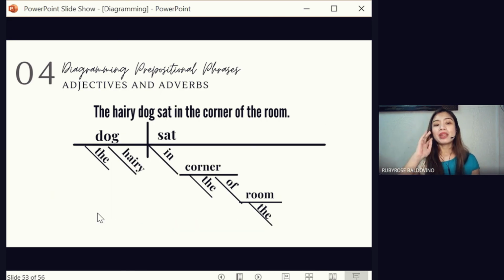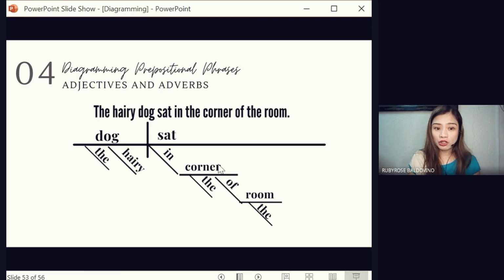Another example. The hairy dog sat in the corner of the room. Our subject is dog and our verb is sat. That's very simple, right? We have the article the, and of course hairy is an adjective that describes the subject dog. And then the hairy dog sat in the corner of the room. So we have again two prepositional phrases. The dog sat in the corner.